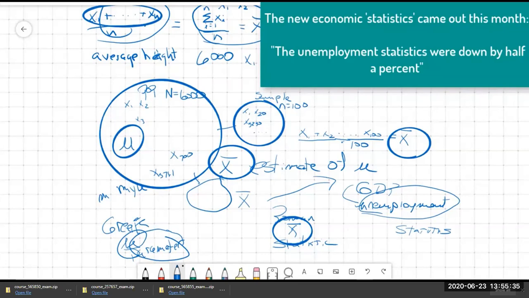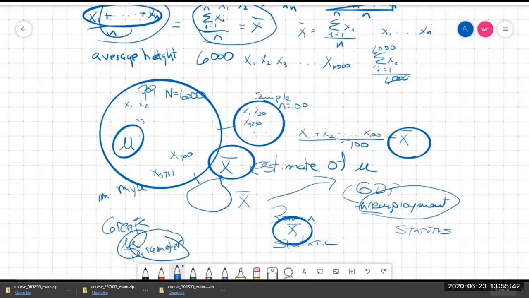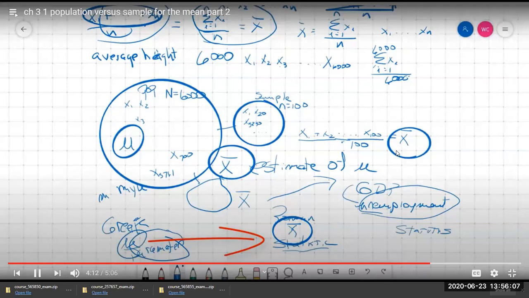You'll never hear them say the new parameters for the economy came out this week, and the unemployment parameter is 2% or something like that. No, you don't hear that. They never say that. And I think we can assume that when they use the word statistic, they are using it correctly in the statistics sense, which means it comes from a sample of the whole economy, not the actual population. Okay, this was a little bit of a long video.